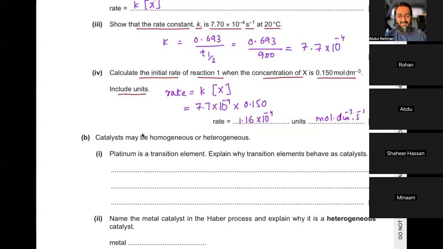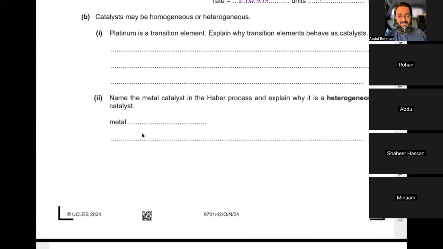Okay. Now, next part. Catalyst may be homogeneous or heterogeneous. Platinum is a transition element. Explain why a transition element behaves as a catalyst. So one reason is that they have a variable oxidation state, so they can interchange between these, right? Very good, Shaheen. So one reason is having a variable oxidation state.